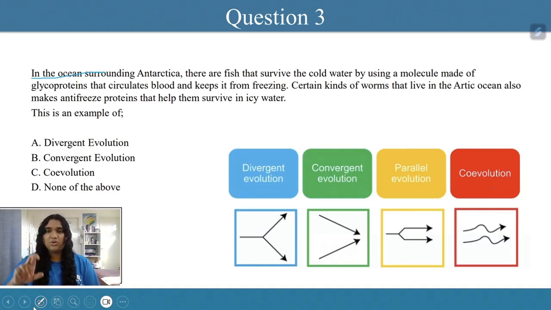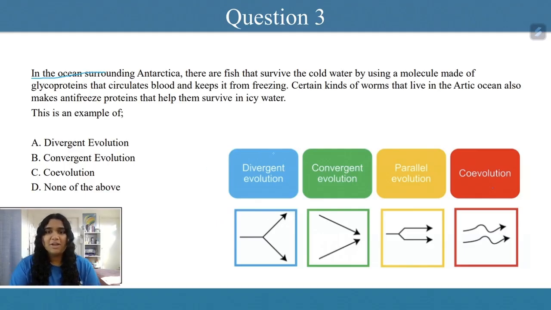Coevolution is two unrelated organisms that are in a relationship of some kind. And as time goes on, they help each other evolve. So if there's a change or a modification in one of them, there'll usually be a change by the other. So they evolve together, basically.